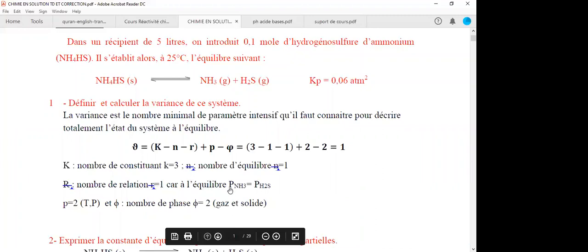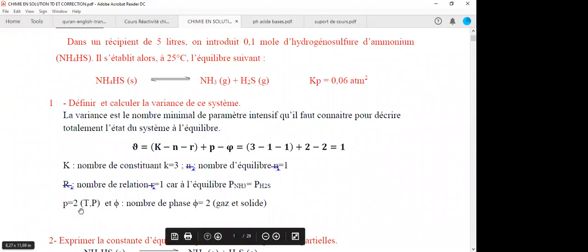K à l'équilibre, with the pressure of NH3 equal to the pressure of H2S, as I explained already. You can see the pressure of this is equal to the pressure of this, so the number of moles of this is equal to the number of moles of this. It's one and the same. So P is equal to what?